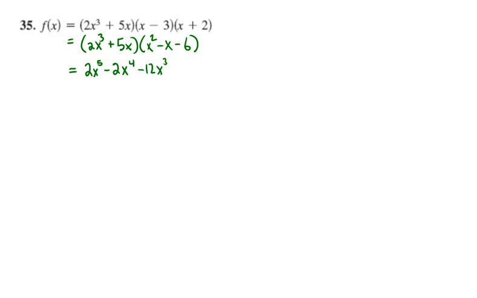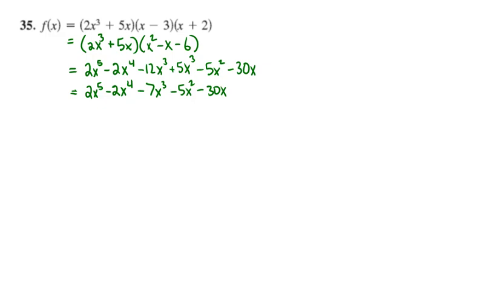Then we're going to multiply 5x times everything. 5x times x squared is 5x cubed. 5x times negative x is negative 5x squared. Then 5x times negative 6 is negative 30x. And we could simplify that at least a bit. So we have 2x to the 5th, only 1x to the 4th, so minus 2x to the 4th. Then we have negative 12x cubed plus 5x cubed, which is negative 7x cubed. Then minus 5x squared and minus 30x.